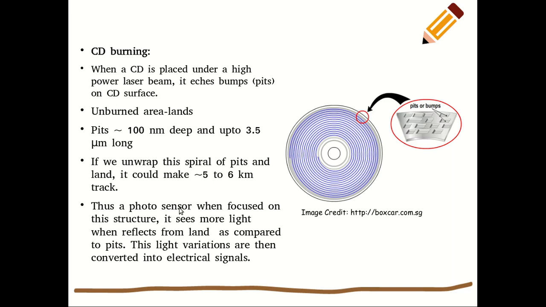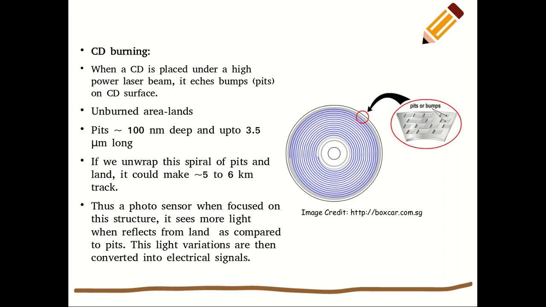Now when we put a photo sensor, focused on this CD, the photo sensor sees more light when it reflects from land. More light will be observed by a photosensor when it reflects from land as compared to the light coming from the pits. These light variations are then converted into electrical signals, and in this way the data is first recorded and then reproduced in case of a compact disc.